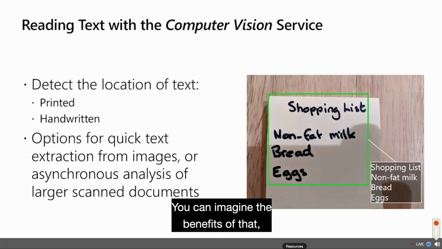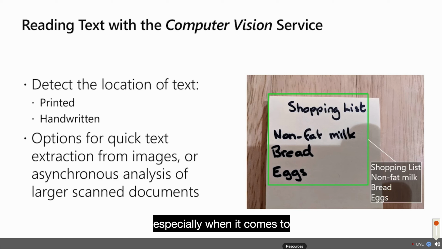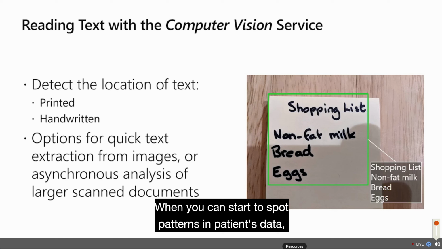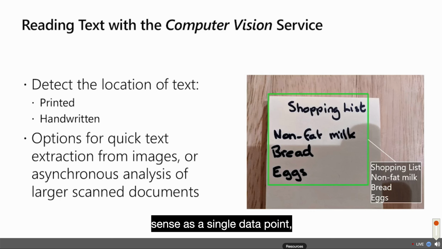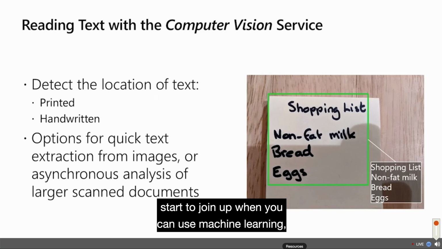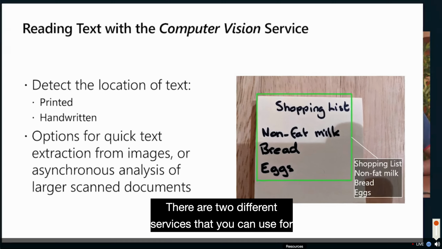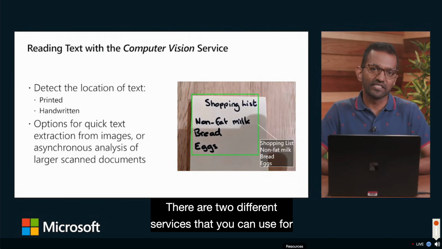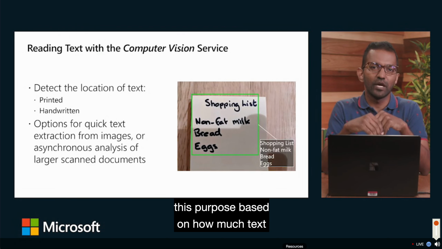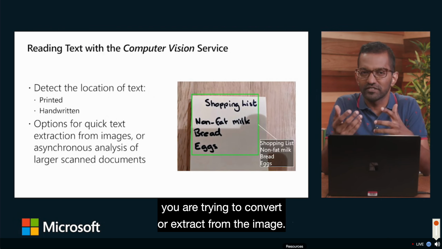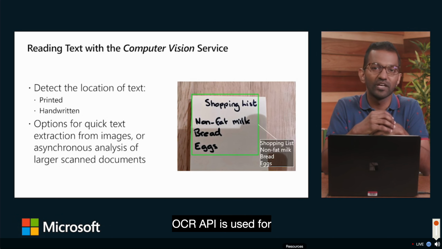So you can imagine the benefits of that, especially when it comes to applications like medical data, when you can start to spot patterns in patients' data, things which may not necessarily make sense as a single data point, start to join up when you can use machine learning, and that starts with digitizing data. There are two different services that you can use for this purpose, based on how much text you're trying to convert or extract from that image.